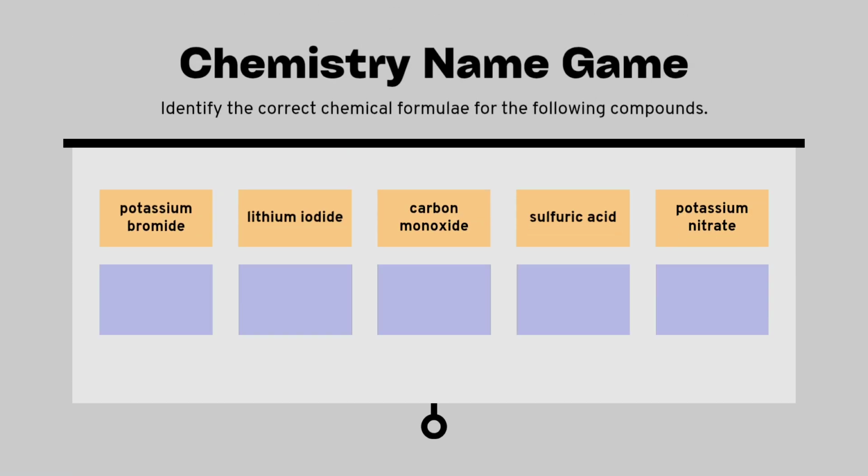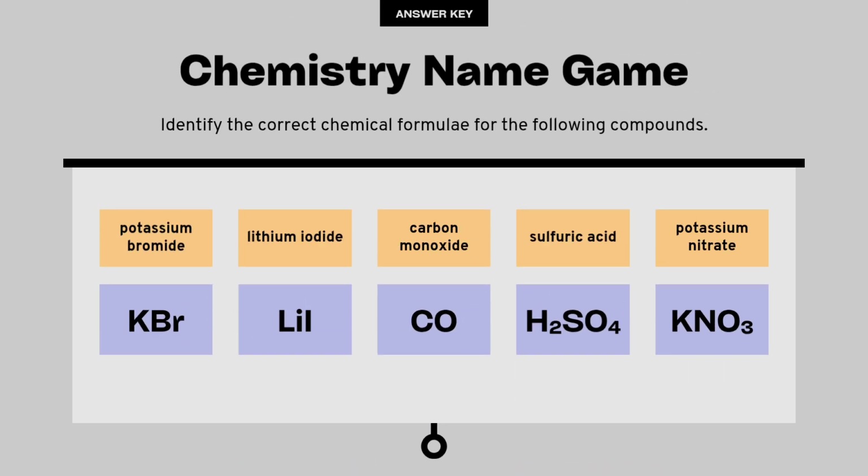Chemistry name game. Identify the correct chemical formulae for the following compounds: potassium bromide, lithium iodide, carbon monoxide, sulfuric acid, potassium nitrate. Answer key.